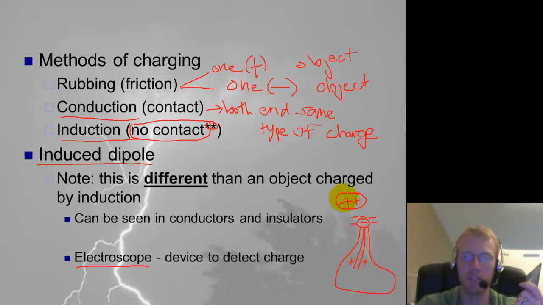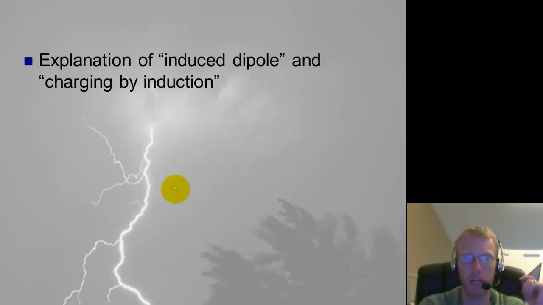But if you bring a positively or negatively charged object close to it, it'll cause a dipole. So this is a dipole where you have the negatives on one side and the positives on the other side. This separation of charge within a single object onto the two different sides of the object, that's what a dipole is. Okay, so now let's talk about how a dipole can lead to charging by induction.